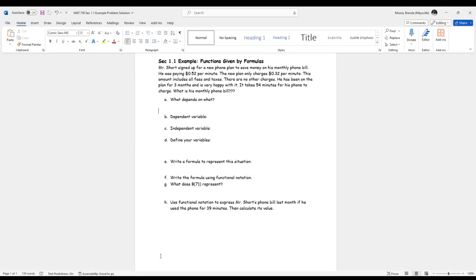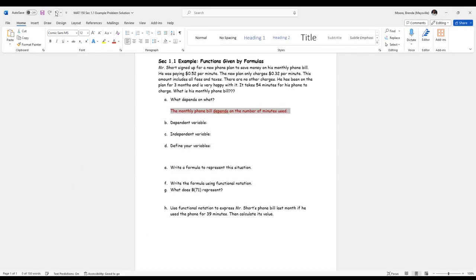First of all, you should recognize that there is additional information in the problem, information that we do not need in order to solve it. The question is, what is his monthly phone bill? Something's missing. In order to calculate his monthly phone bill, I need to know the number of minutes used. Therefore, the phone bill depends on the number of minutes used.